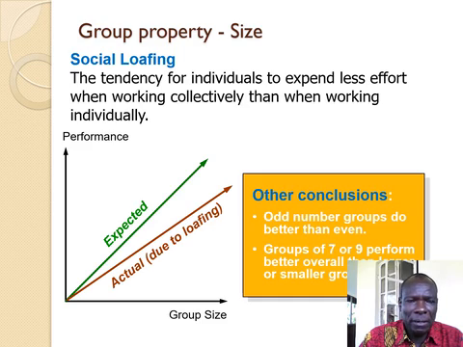Because of social loafing, for example, if you see a graph like this, if everybody was working, you'd expect the green line to be the output or performance. But because of social loafing, you'll find the performance is lower than expected. So as a manager, you must make sure that you discover social loafing in the group and deal with it.